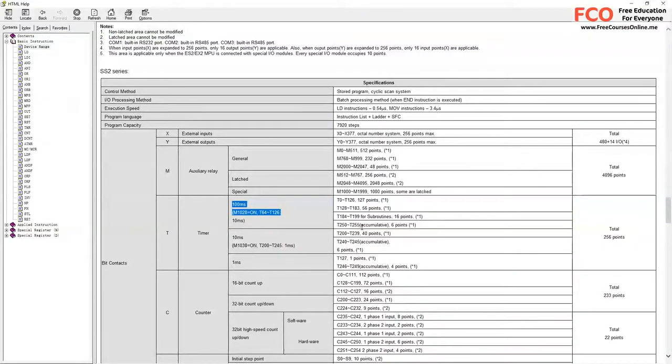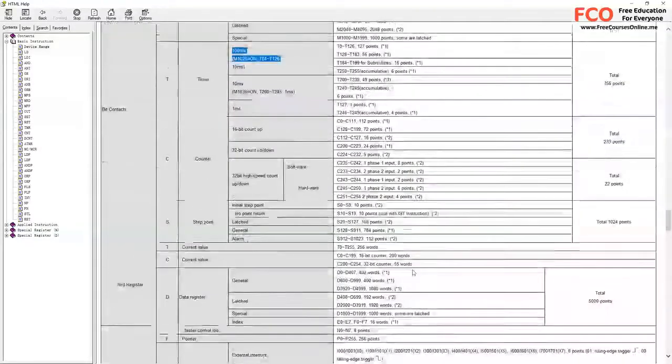Next we've got counters, which have 32-bit and 16-bit counting ranges. This means we can count up to really large numbers in the 32-bit range, which is close to the 2 billion mark, and the 16-bit range is a lot smaller, at the 65,000 mark, where we can count up to and store.